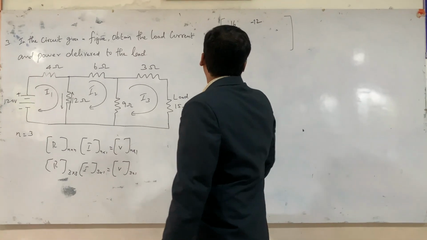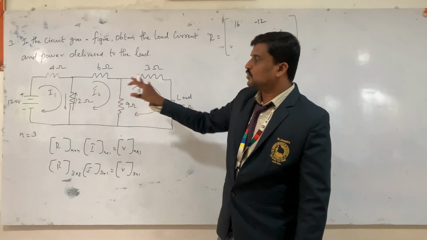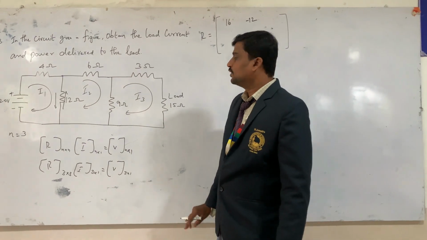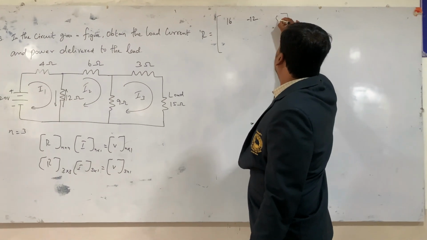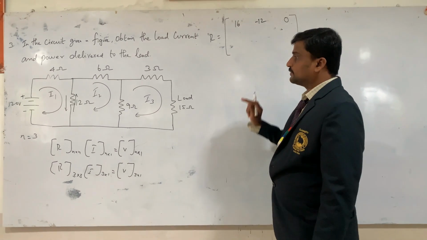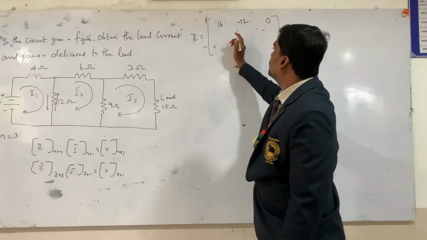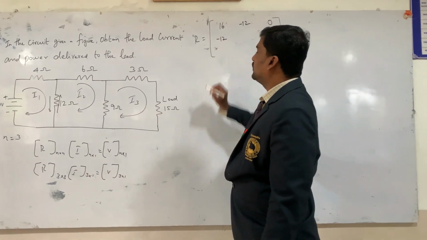And next R13. So this is our loop 1 and this is our loop 3. There is no interconnecting resistance between 2. So the common resistor is not available. So the value is 0. And next R21. 2 and 1, we have already found the value for R12. So that will be directly equal to R21.